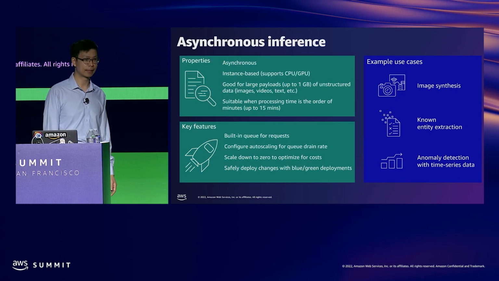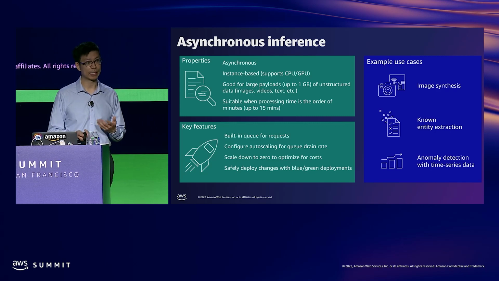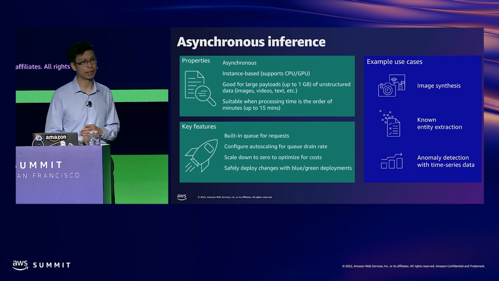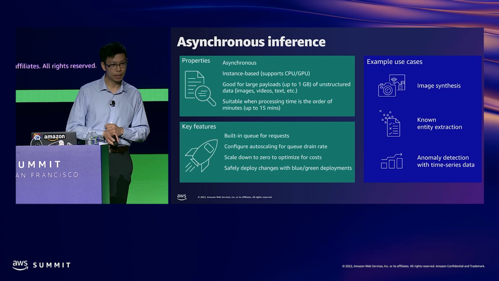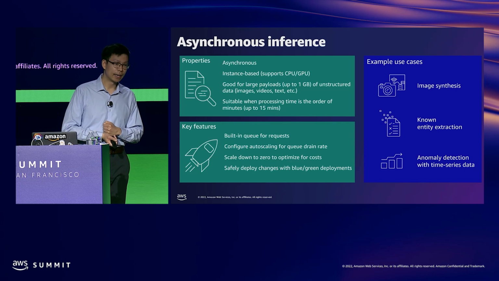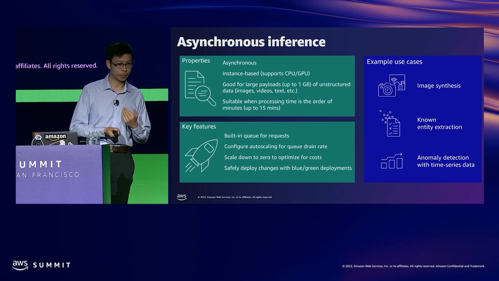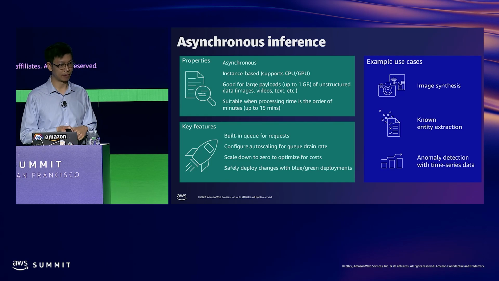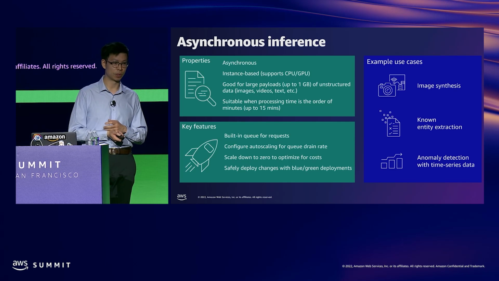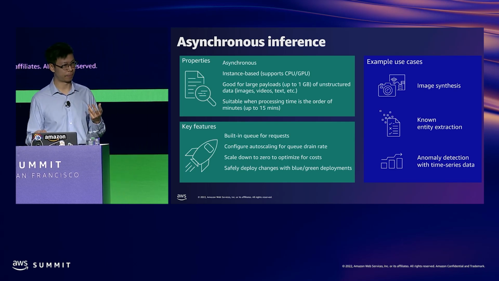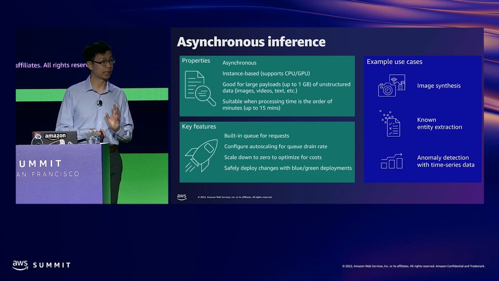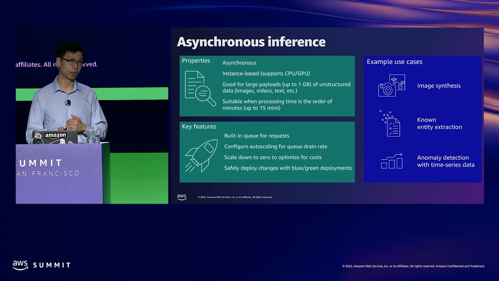Next, we have asynchronous inference. As named, this model is asynchronous, so your application can make an inference request, go ahead and do something else, and then check back on the result of that inference later. It is also instance-based, so you can pick and choose the instance that works best for that workload. And it is really good for large payloads up to 1 gigabyte and of unstructured data, such as images, videos, text. And it's really good for when you have processing times in the magnitude of minutes, up to 15 minutes right now.